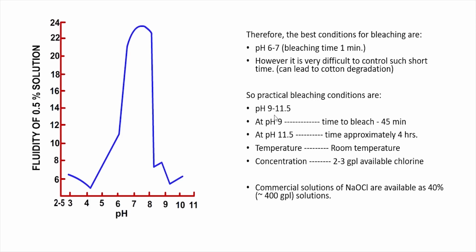And the best condition for bleaching is 9 to 11.5. At 9 the bleaching time will be around 45 minutes, and at 11.5 it will be around 4 hours. So in between you can do the bleaching, 9 to 11.5. If you want to reduce the time, you can reduce the pH. The temperature for bleaching is room temperature, and the concentration of sodium hypochlorite, you have to keep at 2 to 3 GPL of available chlorine. The commercial concentration of sodium hypochlorite will be around 40%, that means 400 GPL of available chlorine. So you have to dilute the sodium hypochlorite solution for bleaching.